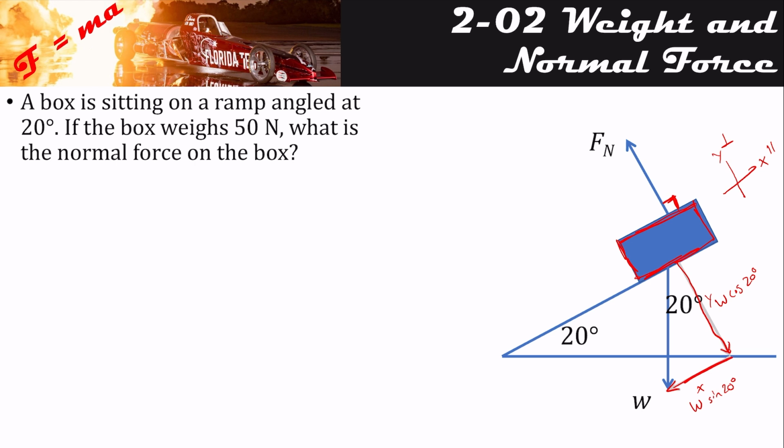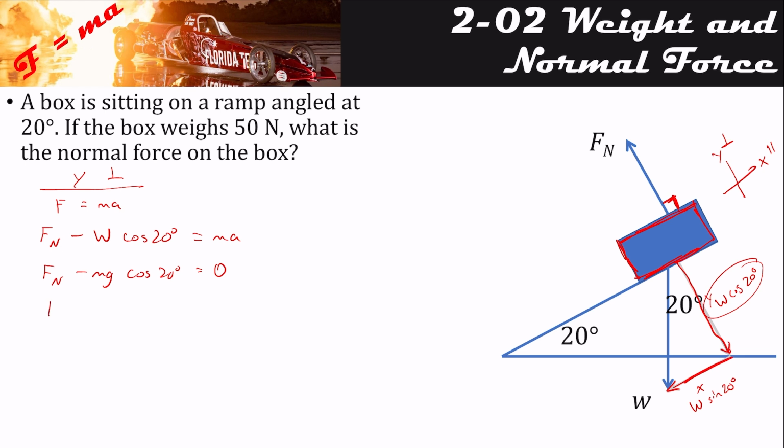So let's go ahead, we want to find the normal force. So let's work in the y direction, which is perpendicular. And I go F equals ma. I have normal force up, and then I have the y component of the weight down. So W cosine 20 degrees. Well, weight is mg, but we have no acceleration. It's just resting on the ramp. It's not flying off up into the air. It's not crashing through the ramp, so our acceleration is 0.